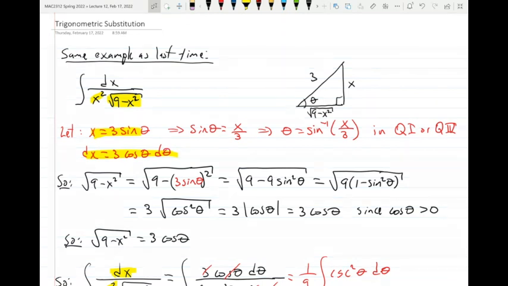Every time you make a substitution, you need to know what this new variable that you are introducing is. I know it's an angle, but where is this angle? That's a natural question to ask. Where is theta? Well, quadrant 1 and 4.